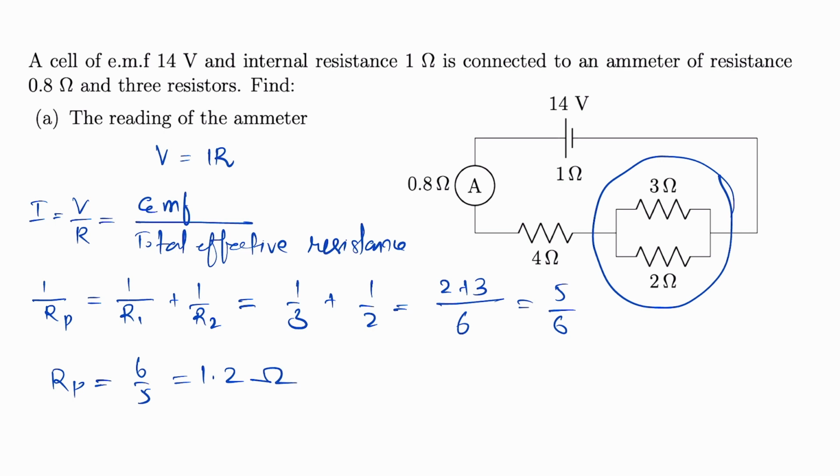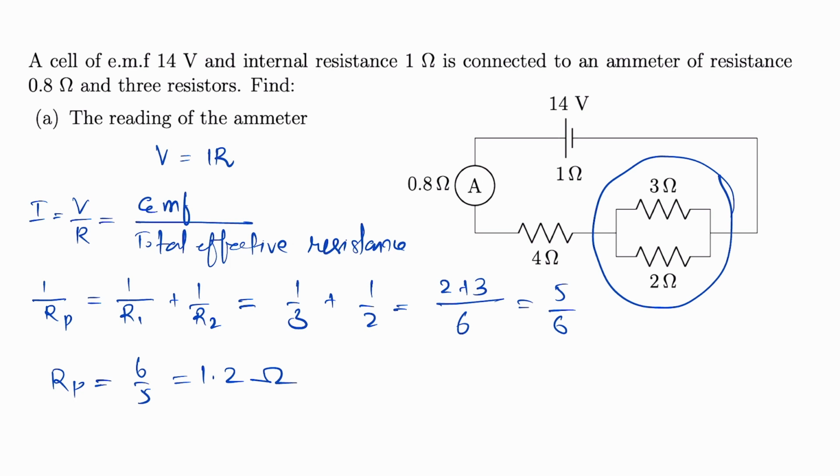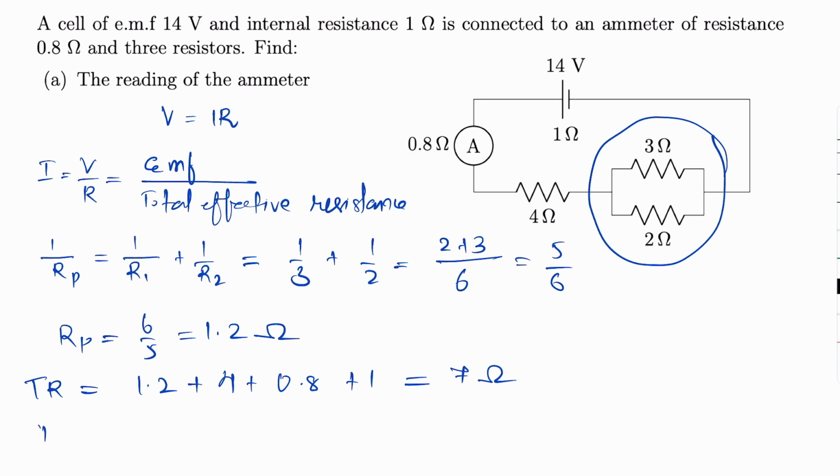Now the remaining are connected in series, as you can see here: 4 ohms, 0.8 and then 1 ohm. So total effective resistance will be equal to 1.2 plus 4 plus 0.8 plus 1 ohm, which is equal to 7 ohms. So now we can calculate the current, which is equal to EMF by total resistance. EMF is 14 and total resistance is 7, which is equal to 2 ampere. So this will be the current through the circuit.